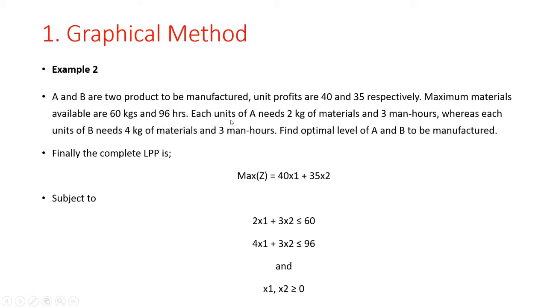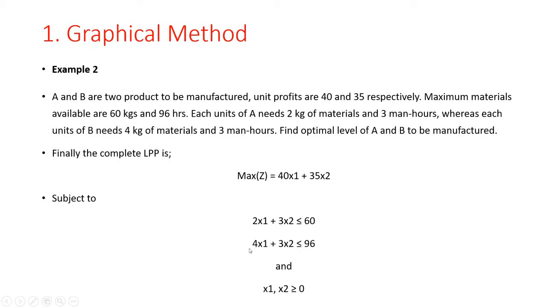Each unit of A needs 2 kg of material and 3 man hours. So for product A we require 2x1, that is 2 kg of material, plus 3x2, that is 3 man hours, less than or equal to 60. And for product B we require 4 kg of material, that is 4x1, plus 3 man hours, that is 3x2, less than or equal to 96.